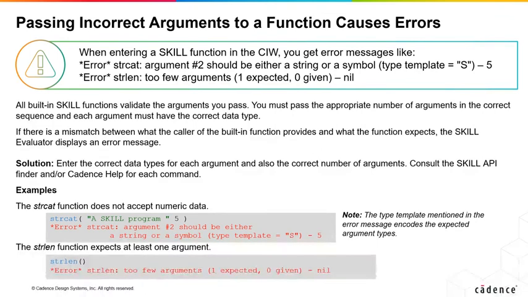Next, we see another example here called strlen. The function of strlen is to take in a string and tell you the length of that particular string. Well, it requires at least one argument. So here when we call strlen and pass no arguments, we get the error message strlen too few arguments, 1 expected, 0 given. In this case, it uses nil as an indicator that we did not pass any arguments to the strlen function. So here it's checking the number of arguments we passed and identifying the error as not having the correct number.